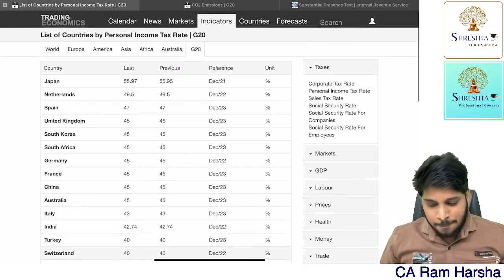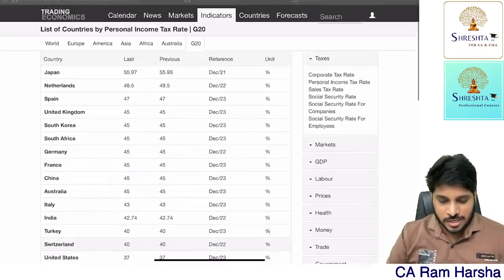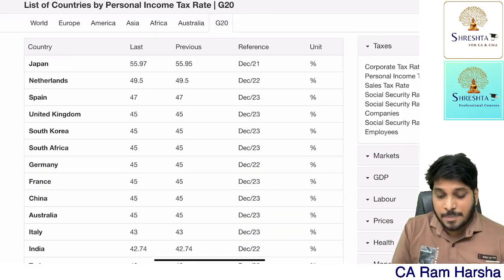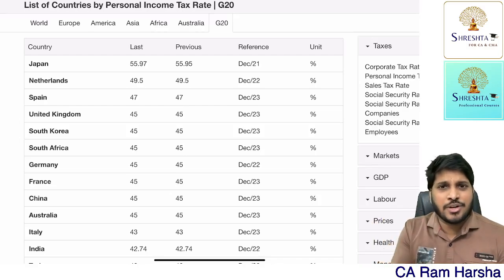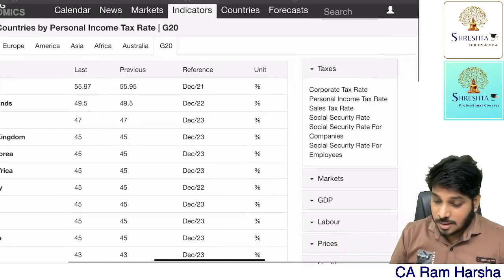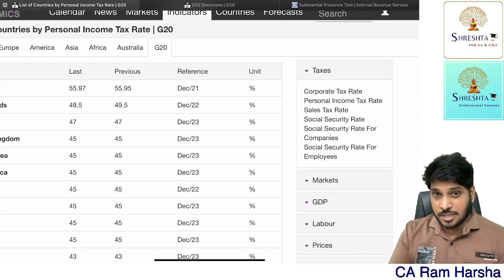Now, you see the income tax rate. By the way, I'm talking about personal income tax rate. What do you mean by personal income tax rate? Normally for individuals, what is the tax rate? Personal income tax means the individual-related tax rate. There is also something called corporate tax rate, meaning for companies and body corporates.